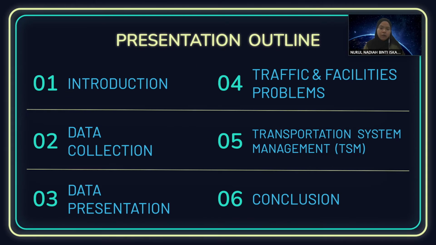So for the presentation outline, the first part is the introduction. Then we go through the data collection and data presentation. We also have the traffic and facilities problems, transportation system management, and the last part is the conclusion of this traffic study.